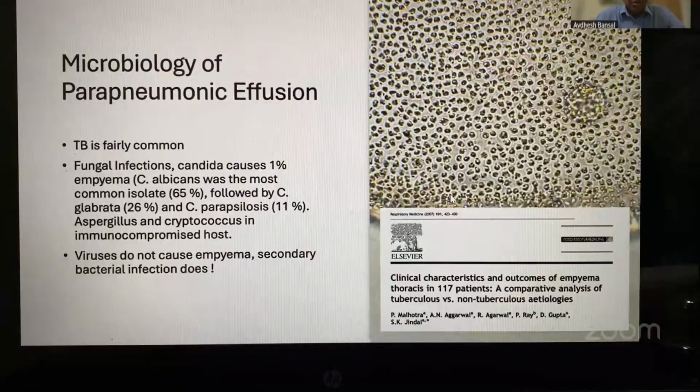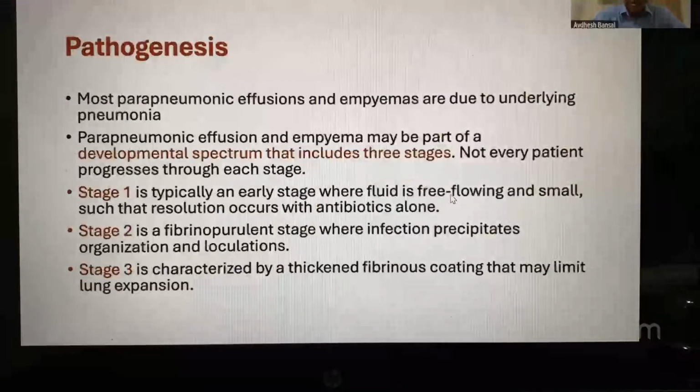Candida albicans seems to be the most prevalent as compared to Candida glabrata and parapsilosis. Also, again, I would emphasize that viruses do not cause empyema, but when they get secondarily infected, like with H1N1, we get a lot of patients who develop staph infections on top of that. They develop empyema. So it is not the virus, it is a secondary infection which causes empyema in these patients.